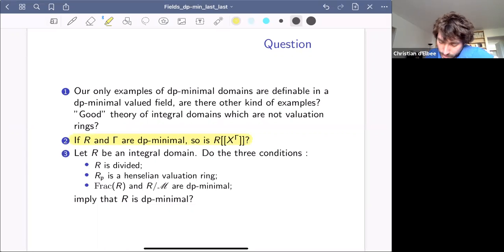Is it the case that if R and Gamma are DP-minimal, then the positive Hahn series over this ring is also DP-minimal? And then we can ask also this question: everything we have proved goes in the direction where you take a DP-minimal thing and you look at the algebraic consequences. Do we have the converse of this? So this property implies that the ring is DP-minimal, so it's still open.